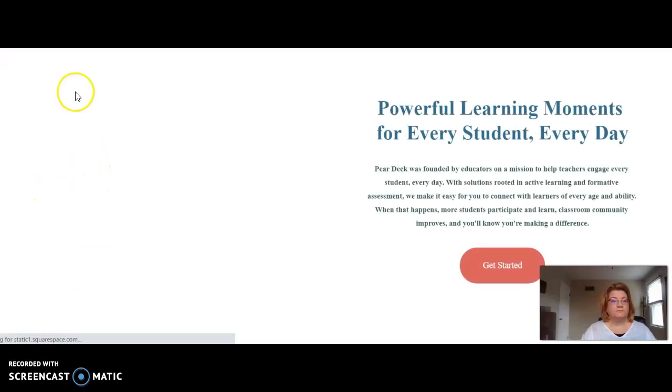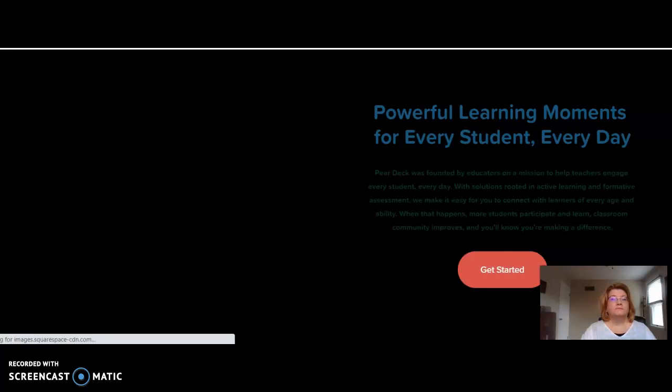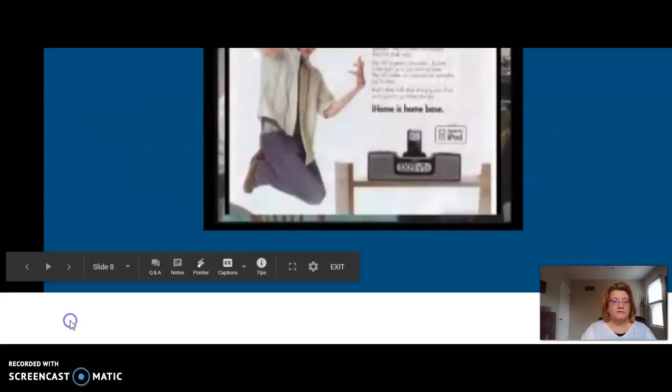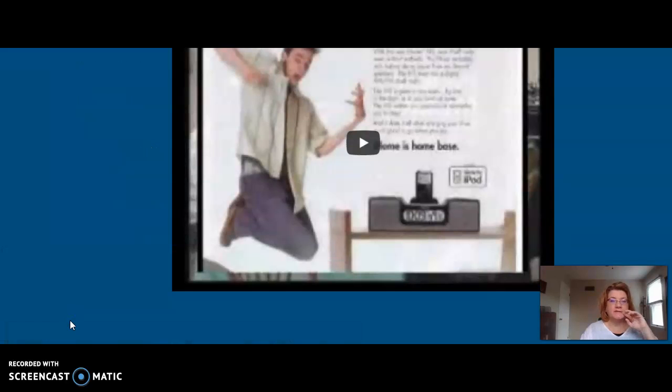Sorry, the screen went a little crazy there. All right, so here are some examples from commercials. And again, I realize you can't quite see the whole screen. We'll just watch a couple of commercials, and it reviews the ethos, pathos, logos fit.